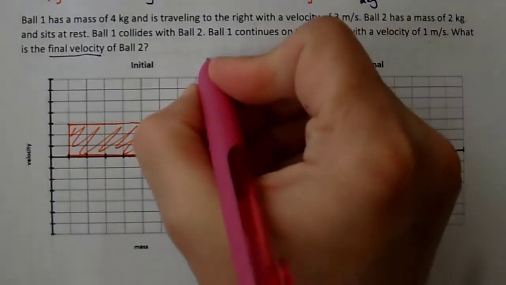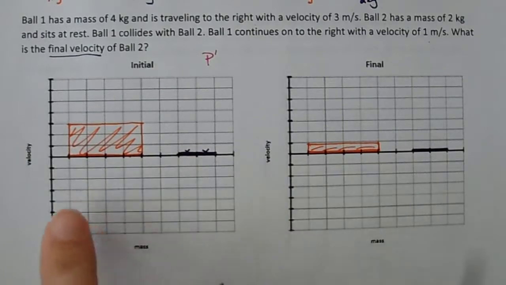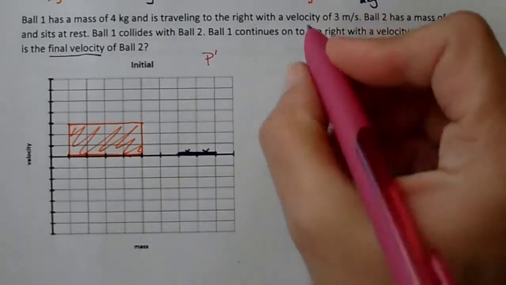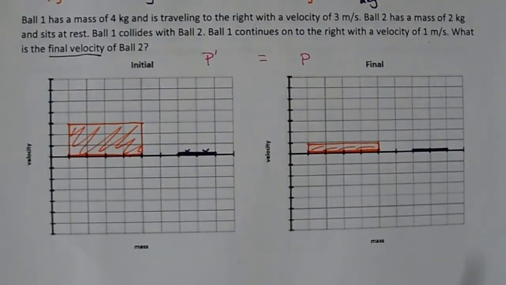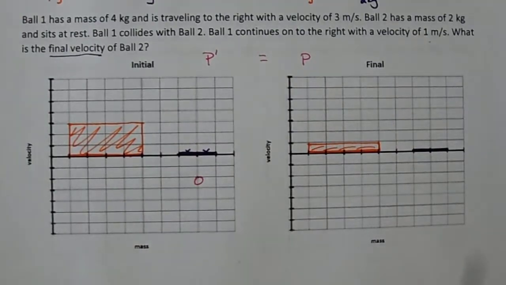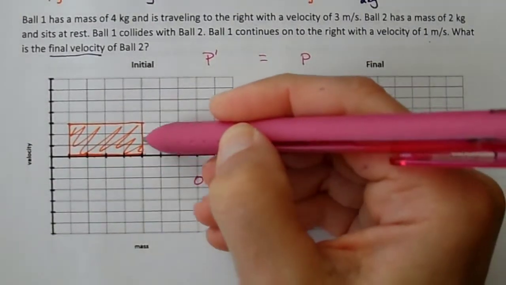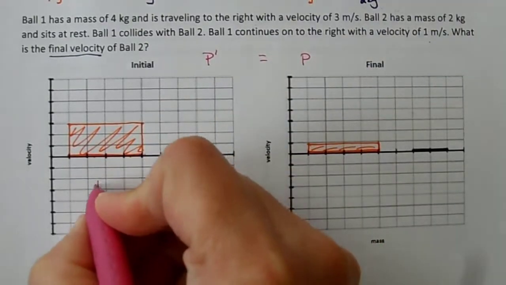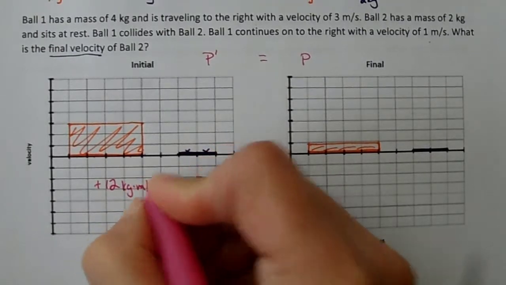All right, so remember the total initial momentum of ball 1 and ball 2 is going to be equal to the final momentum of ball 1 and ball 2. So we'll have to come over here and figure out how much momentum each one has. Now ball 2 is pretty easy because it's not moving, so it has a momentum of 0. Now ball 1 has a mass of 4 and a velocity of 3, so it has a positive 12 momentum. And we could put our label on there.